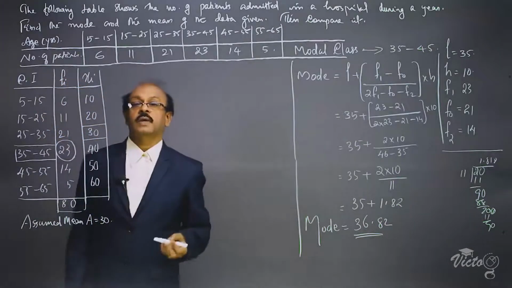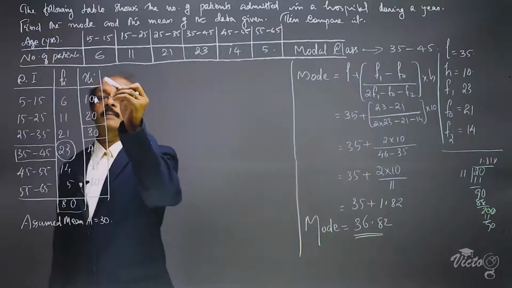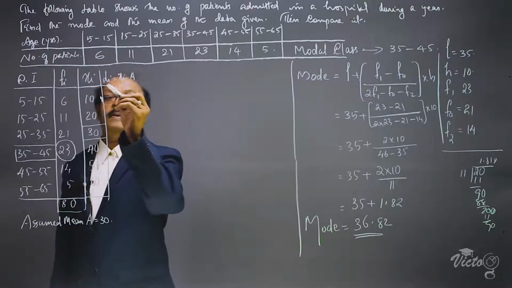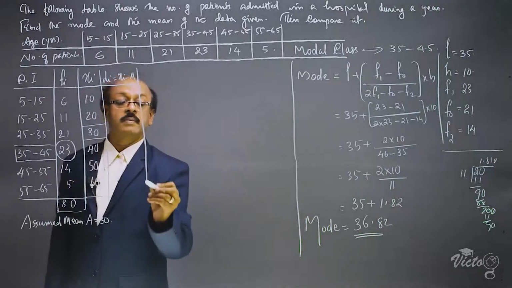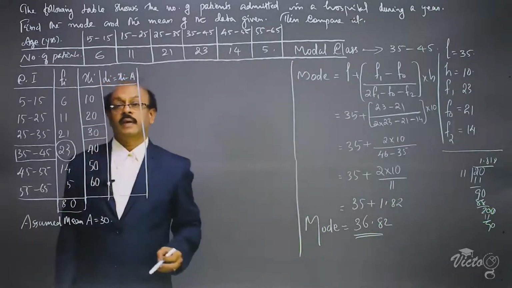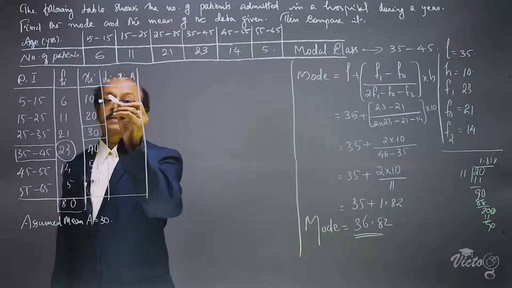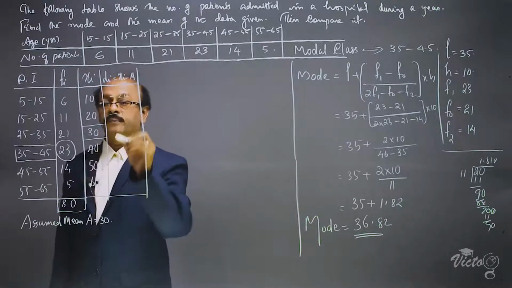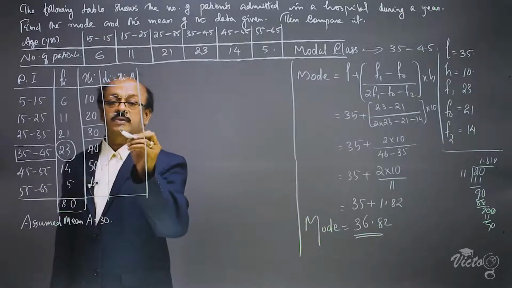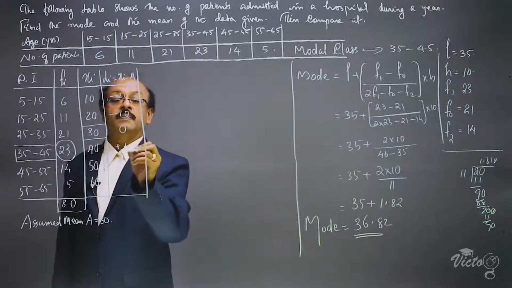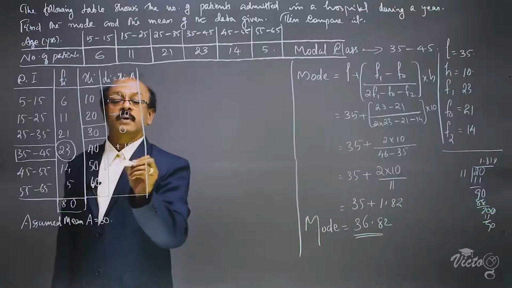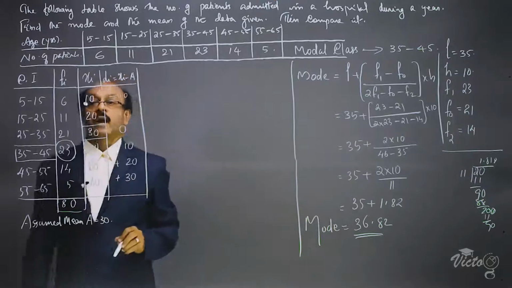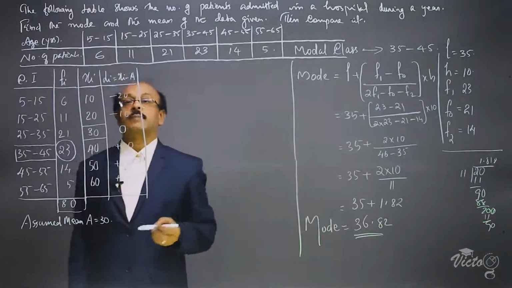Now the next column is the difference di. di is equal to xi minus a. That means 10 minus 30, which is equal to minus 20. 20 minus 30 is equal to minus 10. Then 30 minus 30 is equal to 0. 40 minus 30 is plus 10, 50 minus 30 is plus 20, 60 minus 30 is plus 30. di is obtained.